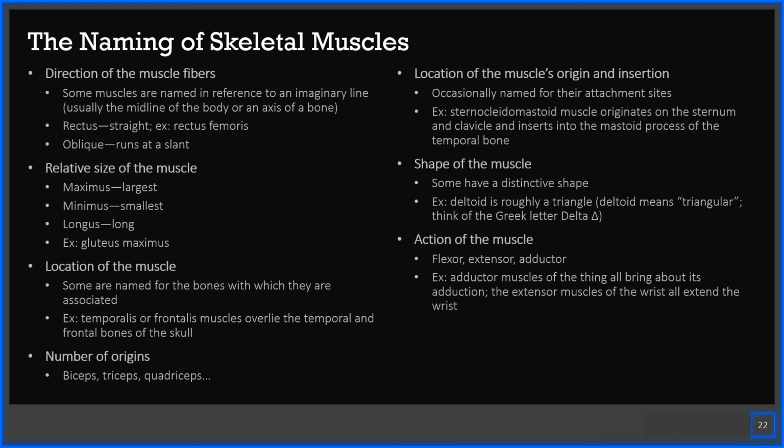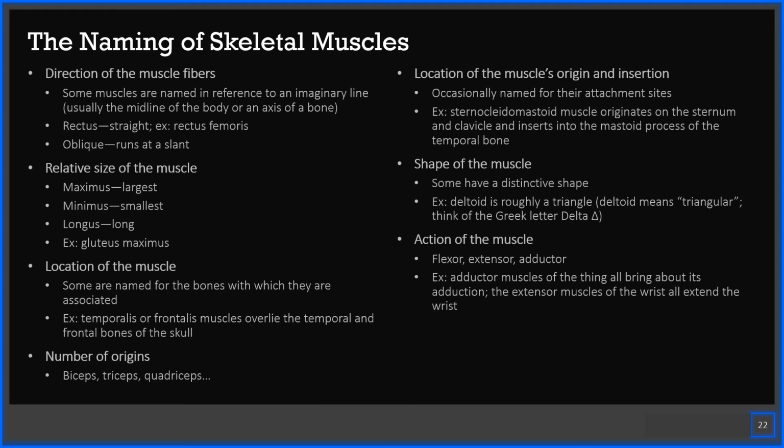So the number of origins. So biceps, triceps, quadriceps. So biceps has 2 points of origin. Triceps have 3. Quadriceps has 4. The location of the muscle's origin and insertion. So occasionally it's named for the attachment sites. So the sternocleidomastoid muscle originates on the sternum and clavicle and inserts into the mastoid process of the temporal bone. So for some people, that'll be the triangle towards the side or back of your neck.